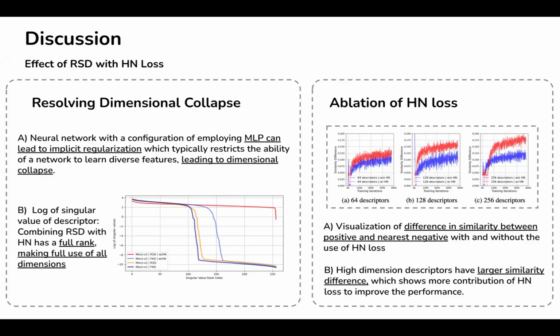By combining RSD with hard negative loss, we achieve a full rank descriptor as shown in the log of singular values. This ensures that all dimensions are fully utilized, avoiding collapse and improving representation diversity. The right side graph visualizes the difference in similarity between positive and nearest negative samples with and without hard negative loss. We observe that descriptors trained with hard negative loss show large similarity differences, especially in higher dimensions.